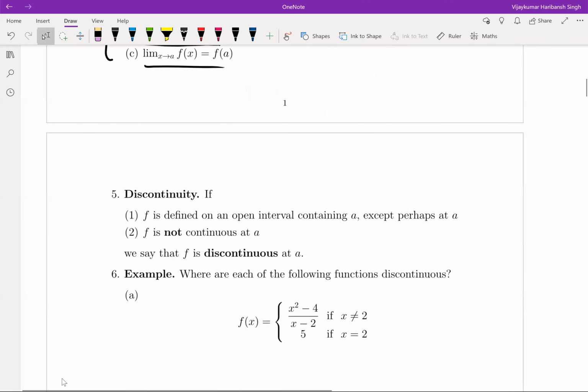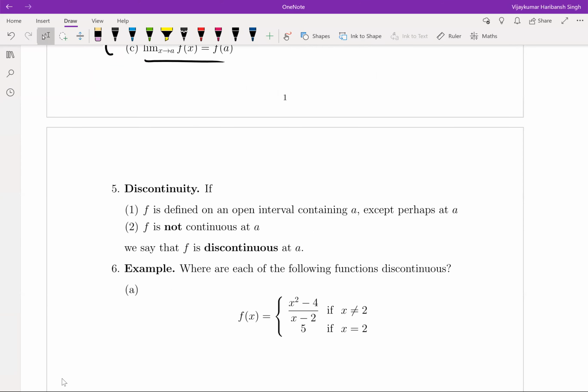Now, what does it mean for a function to be discontinuous at a point? If you want to talk about discontinuity at a point A, first of all, the function should be defined around A. Otherwise, you do not talk about discontinuity at that point. So the function that is discontinuous should be defined around A. In this case, for example, the function is defined around A.